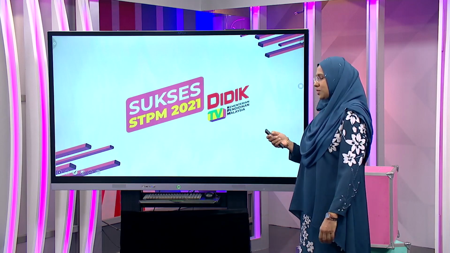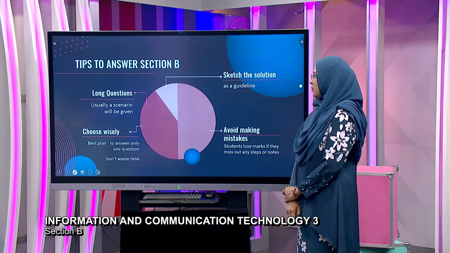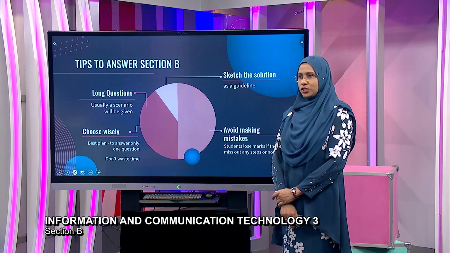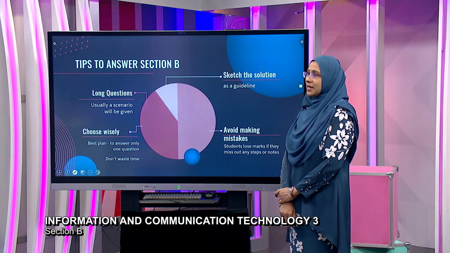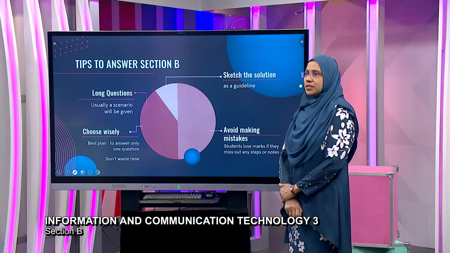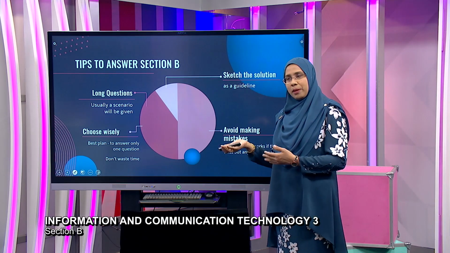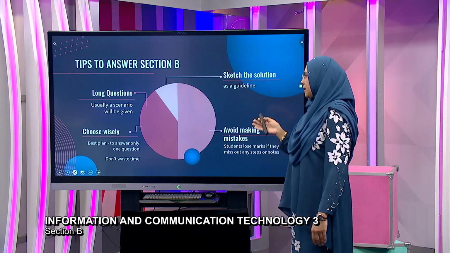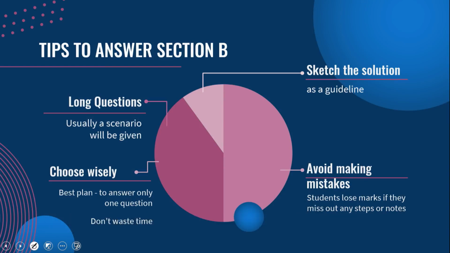Now I will show you some tips and strategies in answering section B. So for section B, the question will be long question. Usually scenario will be given because student will be tested how to analyze question, how to synthesis and apply. So they will be given a scenario. When they give scenario, please sketch on your paper the sample answers. And then choose wisely which one to answer, question number 6 or question number 7. Don't answer both. If you answer both, what happened? Only the first one will be marked. So you're wasting time.